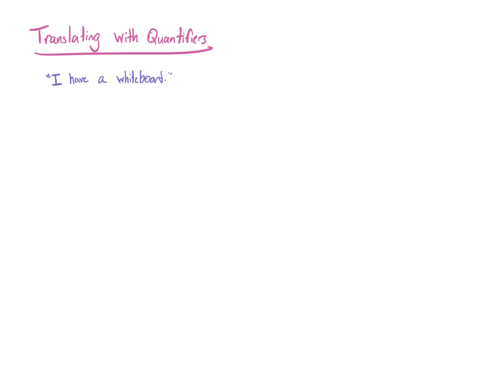Let's do a few examples translating English sentences into quantified logical symbols and back. Let's start with the sentence, I have a whiteboard. We're going to turn this into logical symbols. Whenever you have this kind of translation problem, turning an English sentence into logical symbols, you always have to do two things.